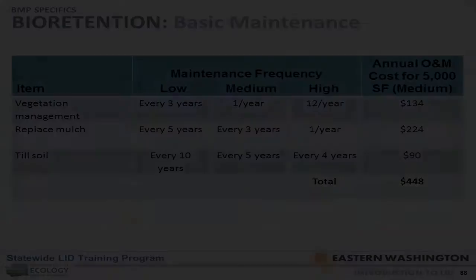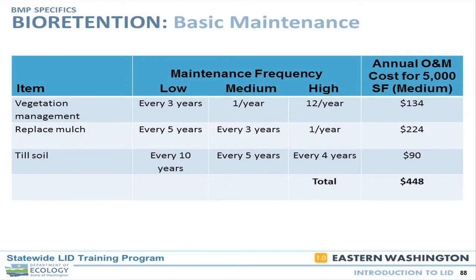And here we've got three different levels. Every 3 years is basically more remedial maintenance of that vegetation. Once per year is a medium level, and a high level of maintenance is basically coming back on average once per month, or during those key growing seasons, which is really when you need to do a lot of that work.